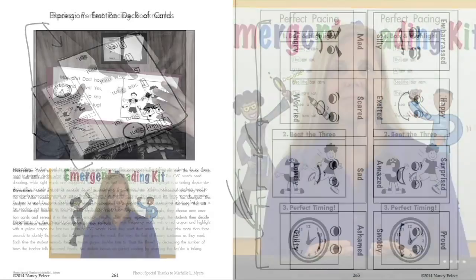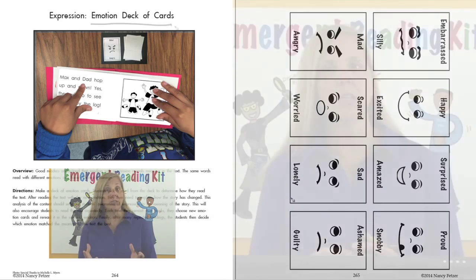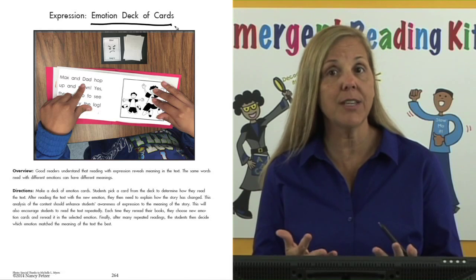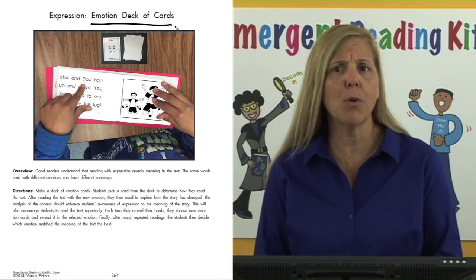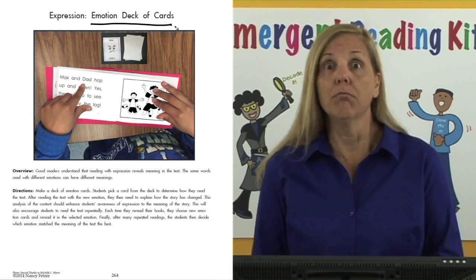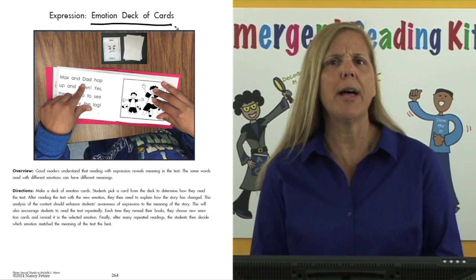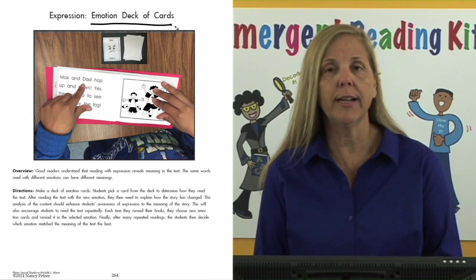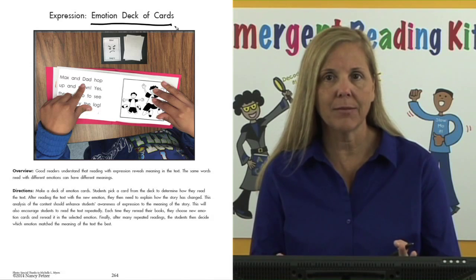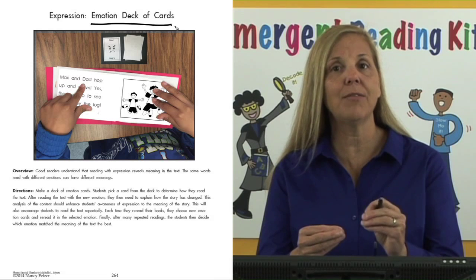On pages 264, 265, we're going to work on expression to help students understand that reading with expression reveals the meaning of the text. The same words read with different emotions can have different meanings. If I say, Sarah, come in the room, that emotion is telling you that I have no problem with Sarah, I just want her to come in the room. But if I say, Sarah, come in the room, in an angry voice, how I read that with that tone gives a completely different meaning. So we want students to understand that expression will tie in to the meaning of the text.